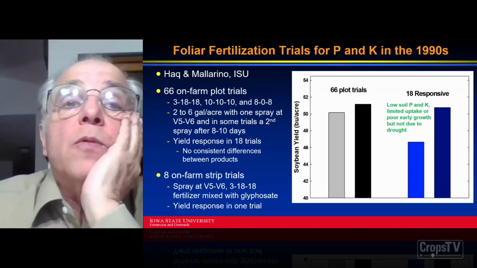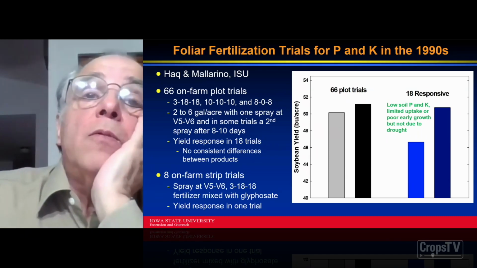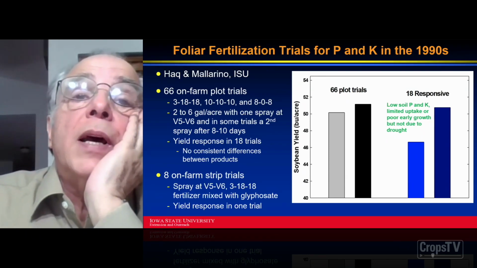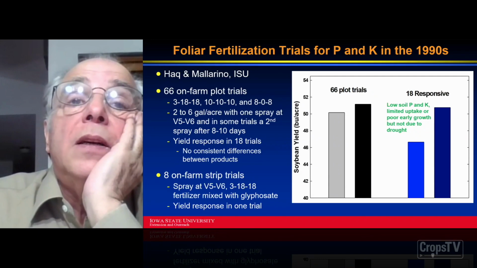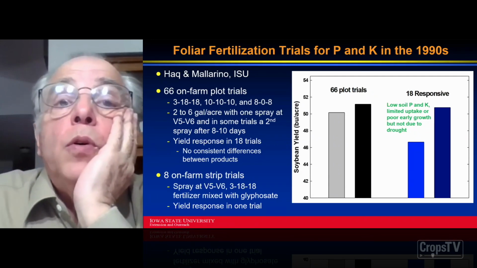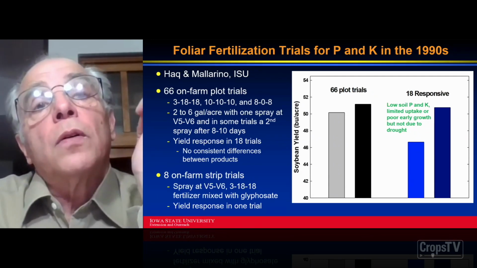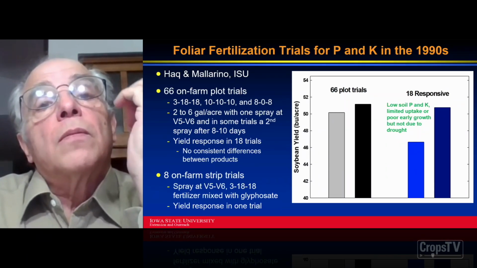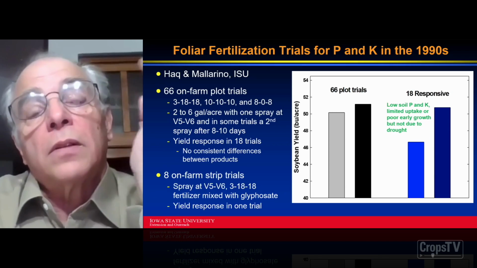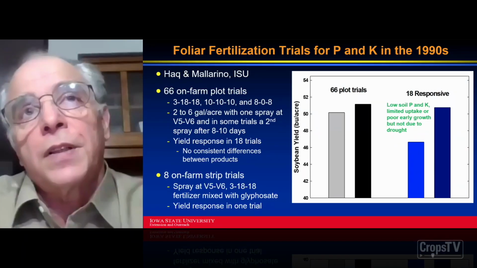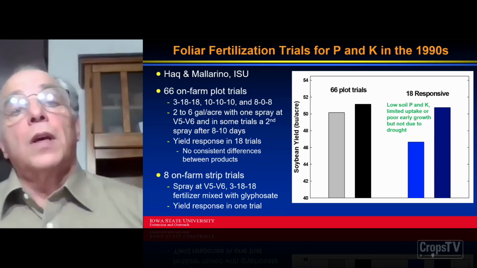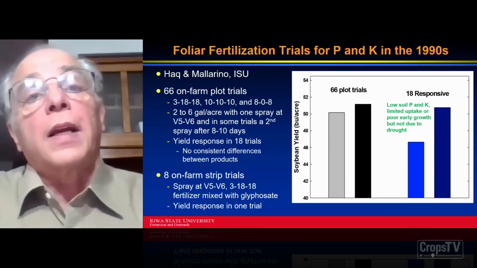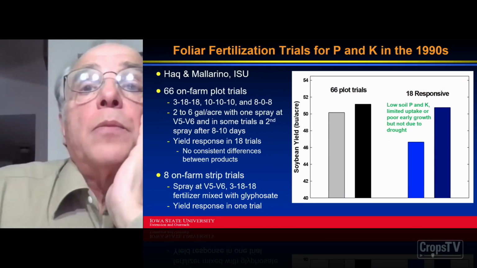And this happens when the soil P and K was low. So the farmer had not applied enough before planting. Or there was poor early growth or limited P or K uptake due to soil conditions, but not due to drought, okay? If there is a drought, you're not gonna fix anything with the foliar fertilization. But if there is compaction, things like that, maybe you can.